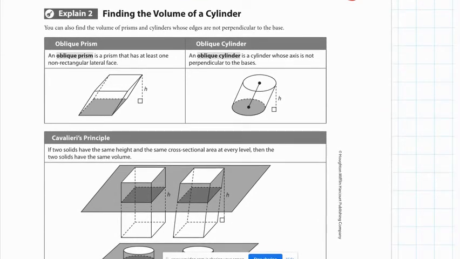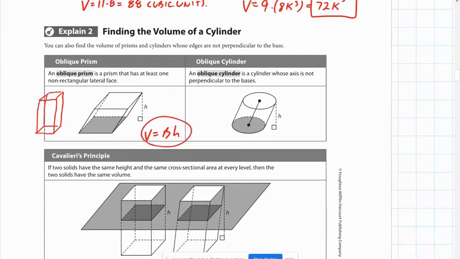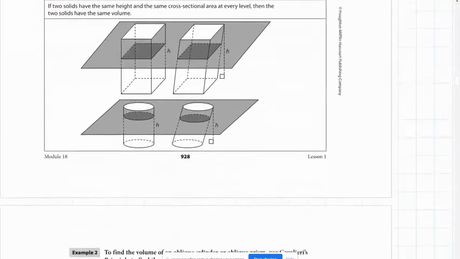Next, we're going to see that the volume for oblique figures, oblique means they're tilted slightly to the side. So if you take a right prism, which means it stands straight up perpendicular to the ground, and you take an oblique prism, in both cases the volume is still volume equals base area times height. So it doesn't matter if it's slanted, as long as your height is perpendicular to the ground, the volume is still going to be volume equals base area times height.